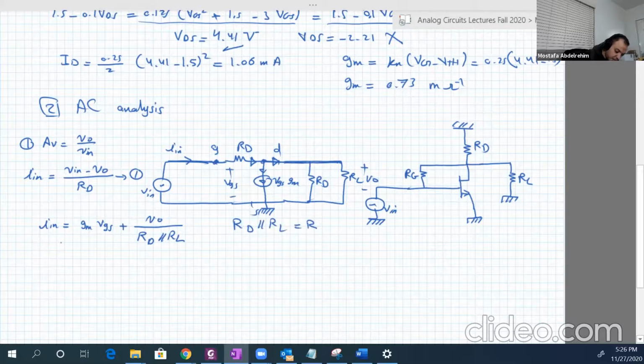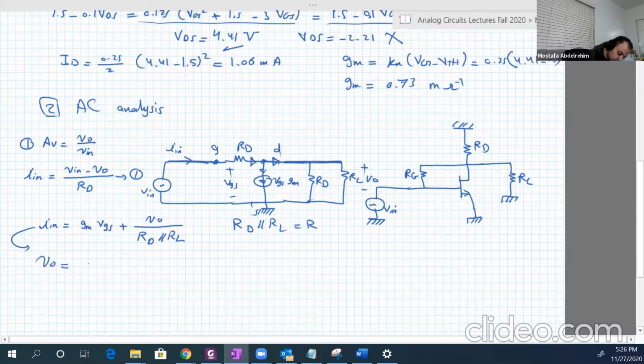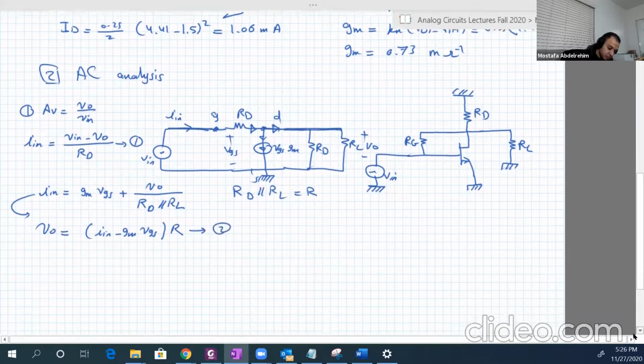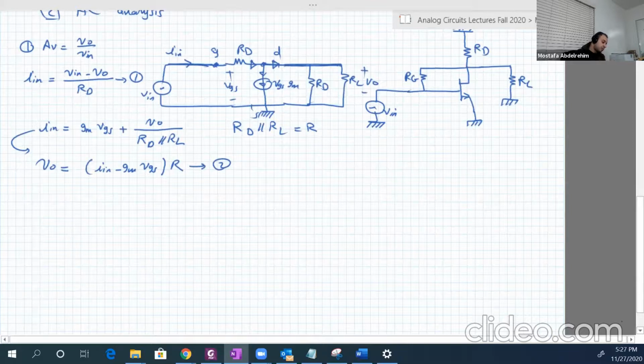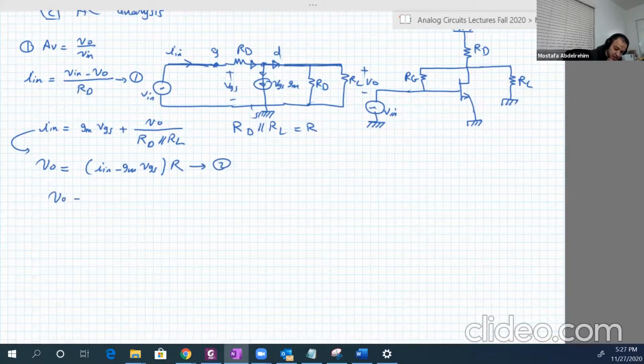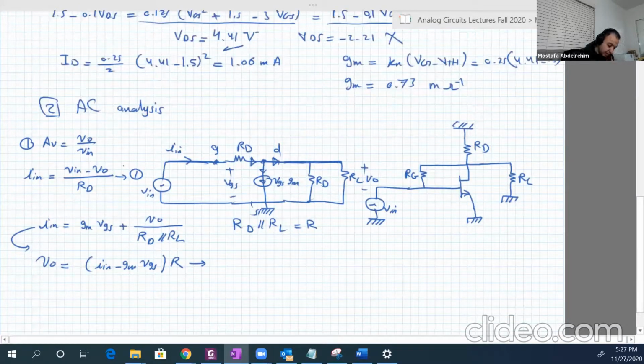Okay. So from that, VO is equal to I input minus GM VGS multiplied by R. And R again is RD parallel RL. This is number 2. I will put now 1 and 2. So I will remove I input and put this value. So let's write this clearly. And this is number 2.